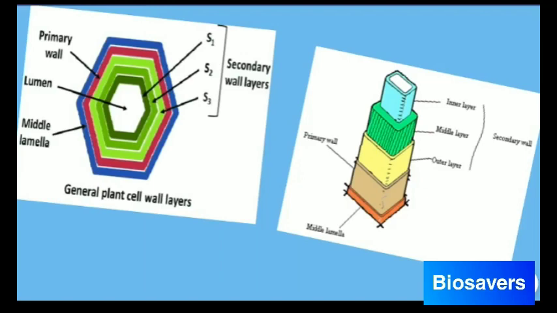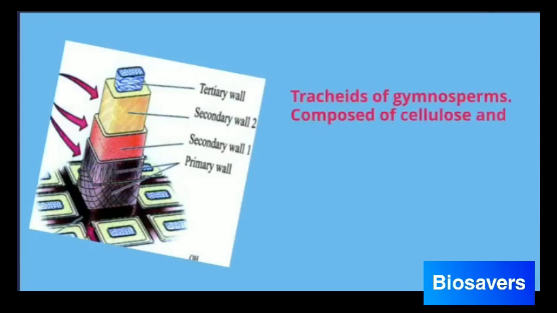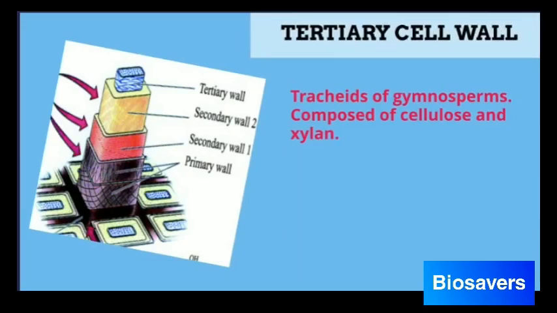The formation of secondary wall is not uniform in all cells, which results in the formation of tissues such as parenchyma, sclerenchyma, collenchyma, fibers, vessels and tracheids. Now in gymnosperms, the tracheids form another layer of wall material internal to the secondary wall. This layer is called the tertiary cell wall. It is made up of cellulose and xylan.